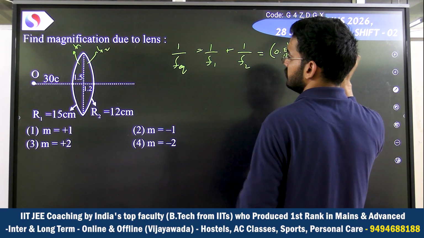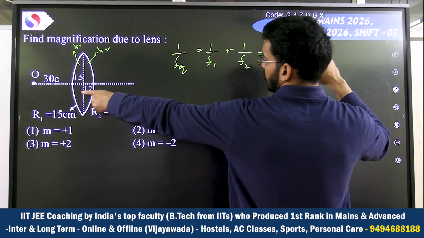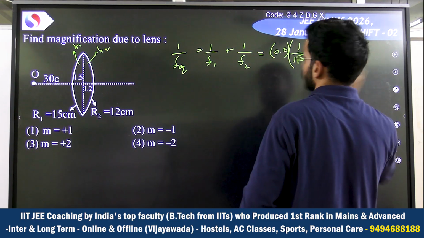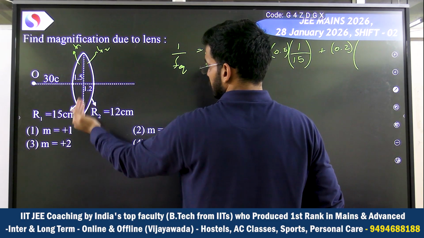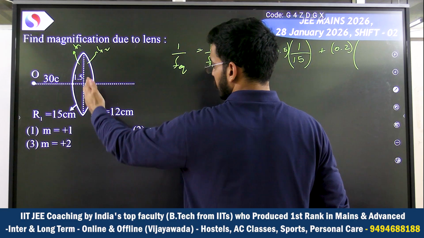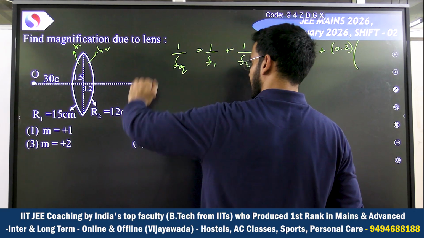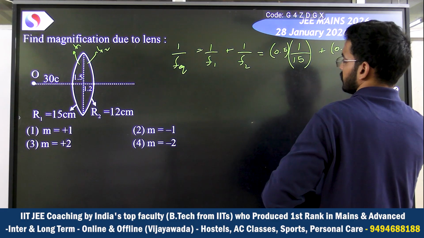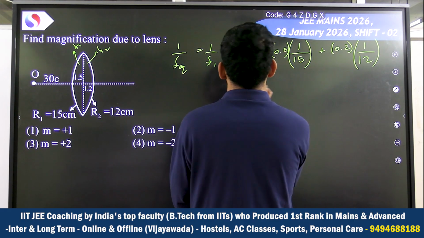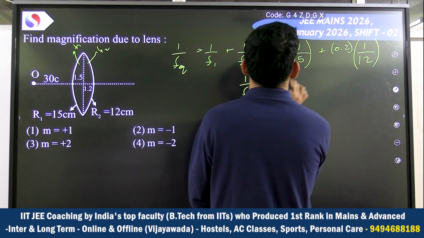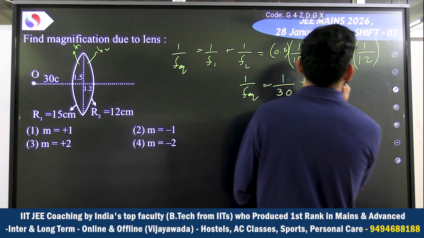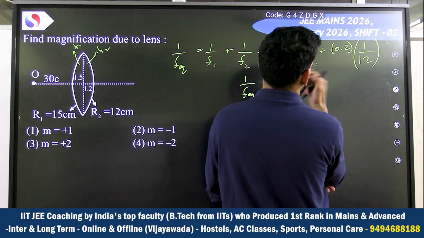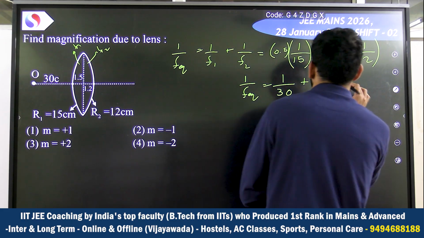Plus here what will come? 1.2 minus 1. So that will come how much? 0.2 into, for this planar one, 1 by infinity, that is 0, and then after this will come minus 1 by r2, and r2 is negative 12, right? So negative, negative, positive, that will come 12. Okay. So finally 1 by f equivalent how much came? This is 1 by 30 plus this came 1 by 60, right?